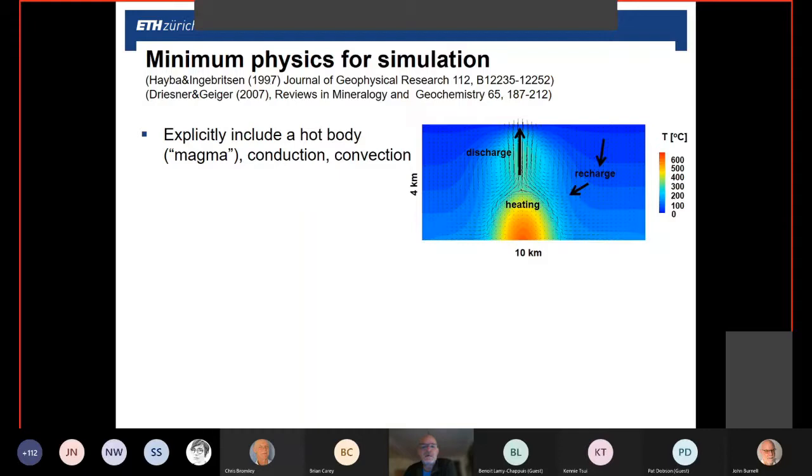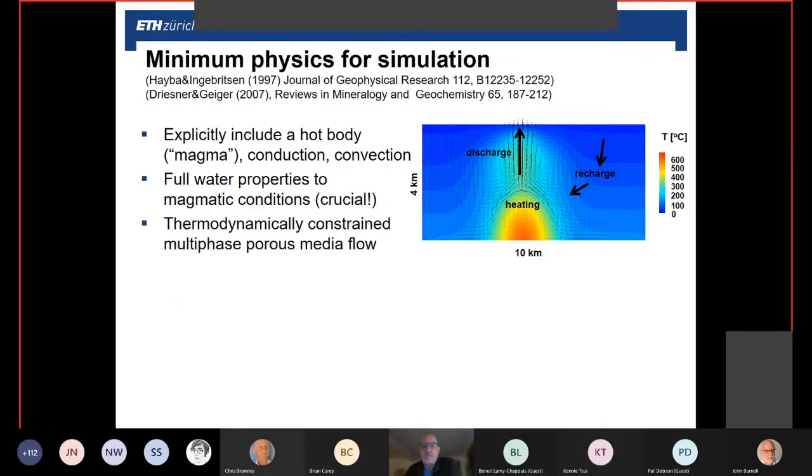They actually were able to include a hot body mimicking magma in their models. The heat transfer mechanisms are conduction and convection. The full water properties up to magmatic conditions were in the model. That's crucial to include boiling, supercritical behavior, strongly temperature-dependent, pressure-dependent fluid properties, and so on. And if you have two-phase boiling flow up here, it's different from the normal oil-water two-phase flow because there are some thermodynamic relations linking steam and liquid. So that has to be included as well.